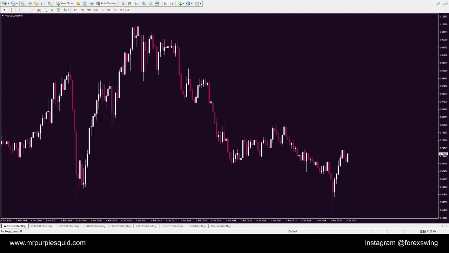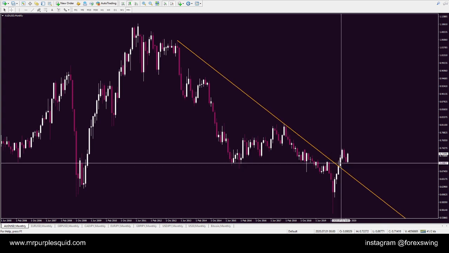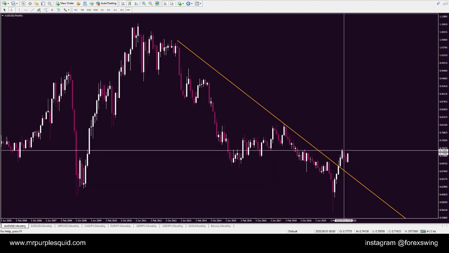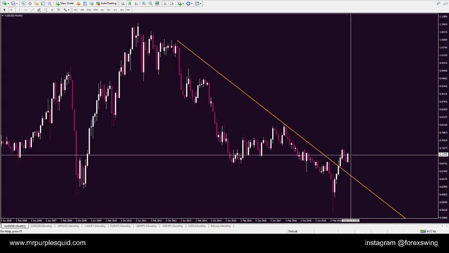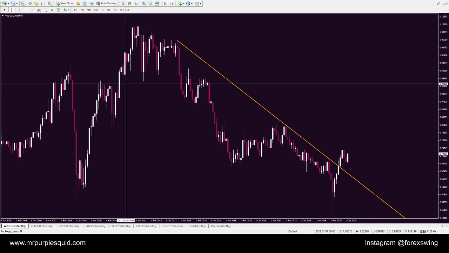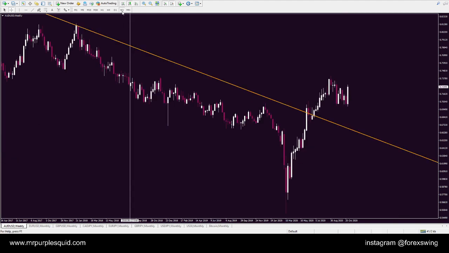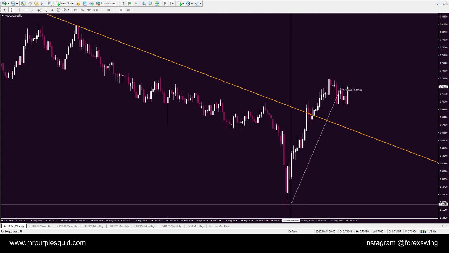We begin with Australian USD. On the monthly, we could draw this trend line and see a clear break, a little rejection here, and now a big bullish candle. A closer look on the weekly, yeah, still seeing a bullish move.